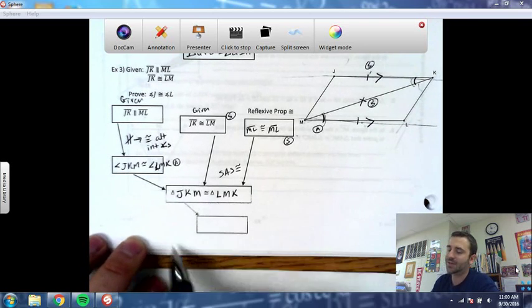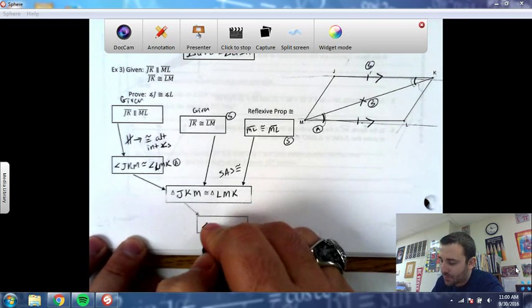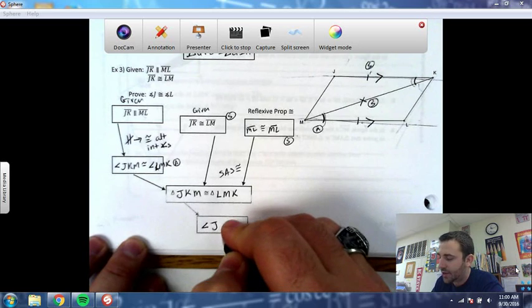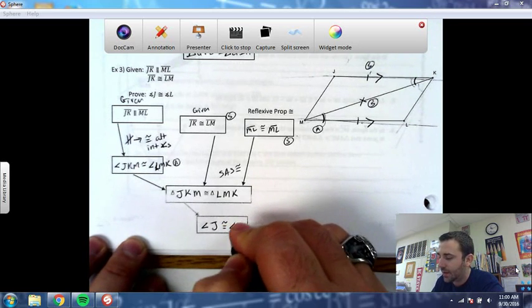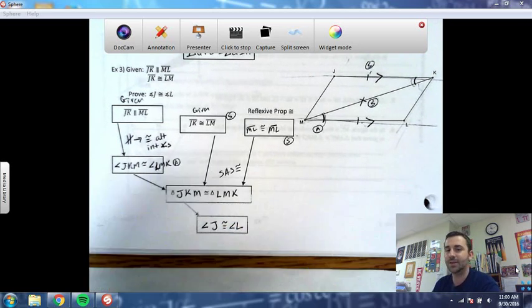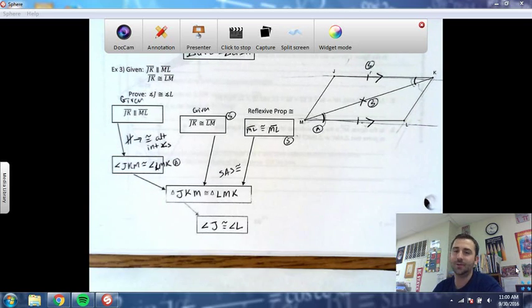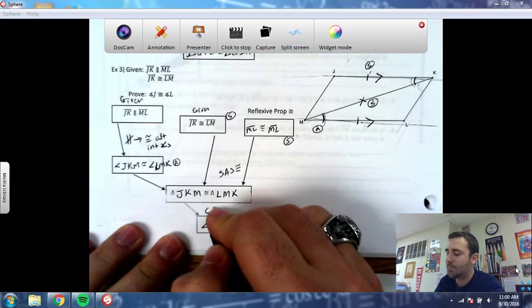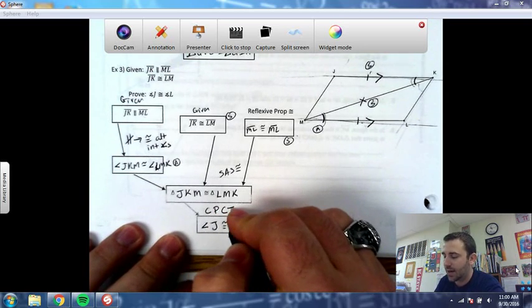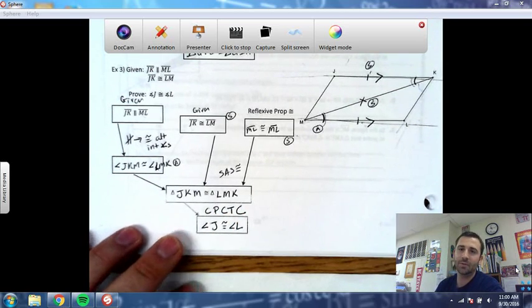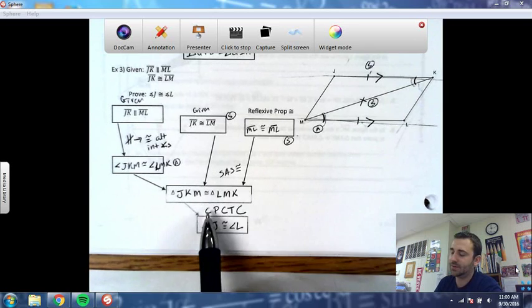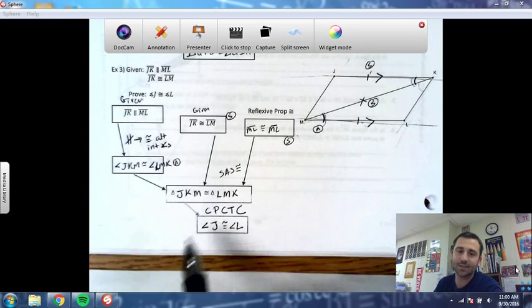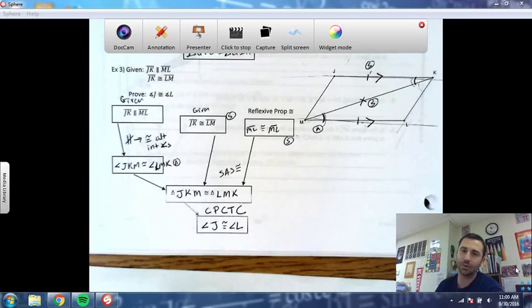But notice that's not what I'm trying to prove. I'm trying to prove that angle J is congruent to angle L. And since it's that last box, I know that's what has to go in the proof, but I need to fill in the reason. Well, we know that corresponding parts of congruent triangles are congruent, based on a theorem that we learned previously. So CPCTC allows us to say that these angles are congruent.